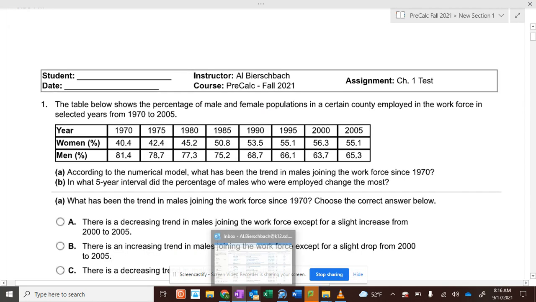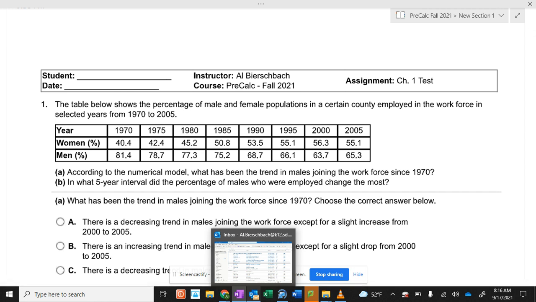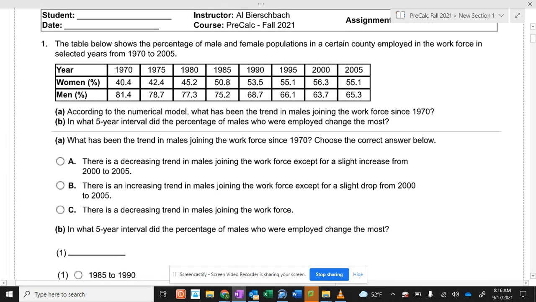All right, here we go. Boom. The table below. Get out your graphing calculators because you'll probably need them at some point along here. So let's get ready here.